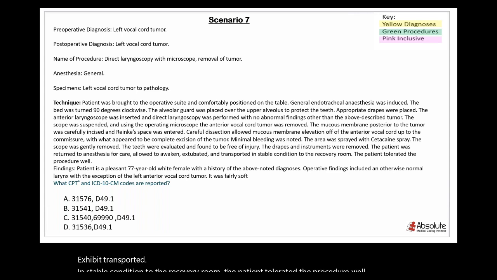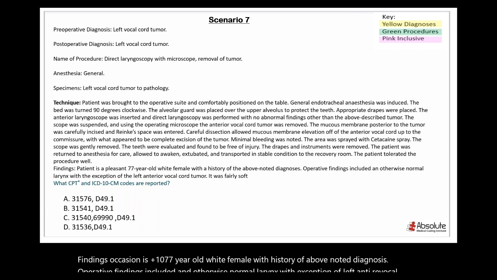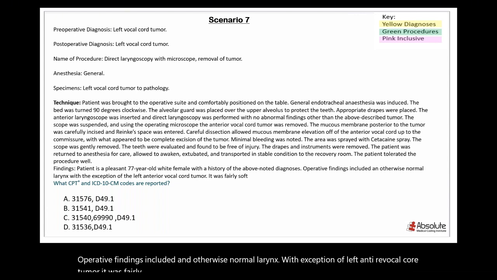Findings: the patient is a pleasant 77-year-old white female with history of the above noted diagnosis. Operative findings included an otherwise normal larynx, with the exception of a left anterior vocal cord tumor. It was fairly soft. What CPT and ICD-10-CM codes are reported? So coders, see you after the timer.